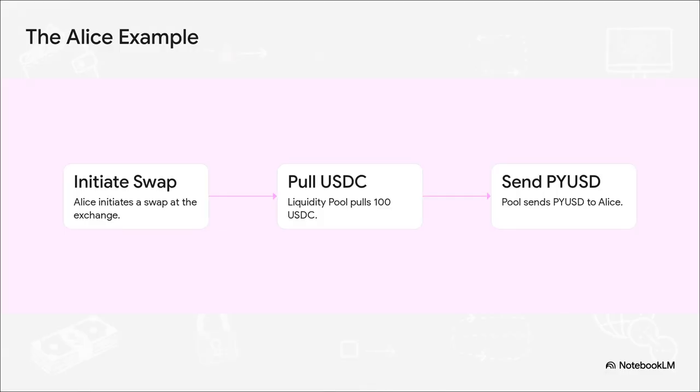Imagine Alice is swapping USDC for PYUSD on a decentralized exchange. To execute this one single transaction, an entire sequence fires off. Step 1, the exchange contract triggers. Step 2, a liquidity pool pulls 100 USDC from Alice. Step 3, the pool sends a calculated amount of PYUSD back to her. Now, if you're only looking at transfers, you just see 3 totally disconnected movements of money. You'd completely miss the fact that this whole thing was a single unified currency swap.